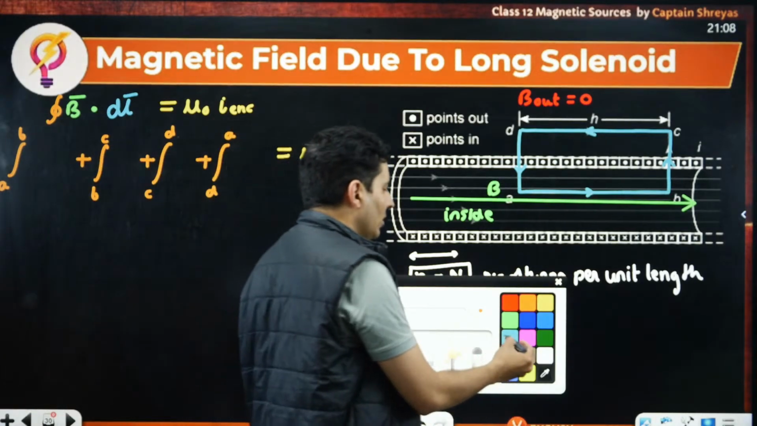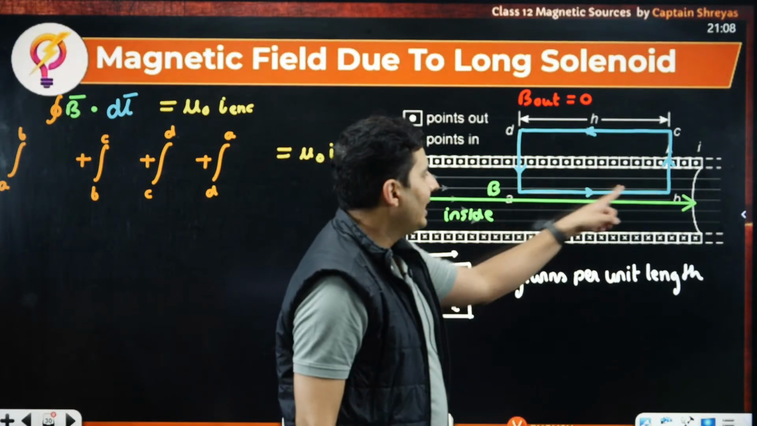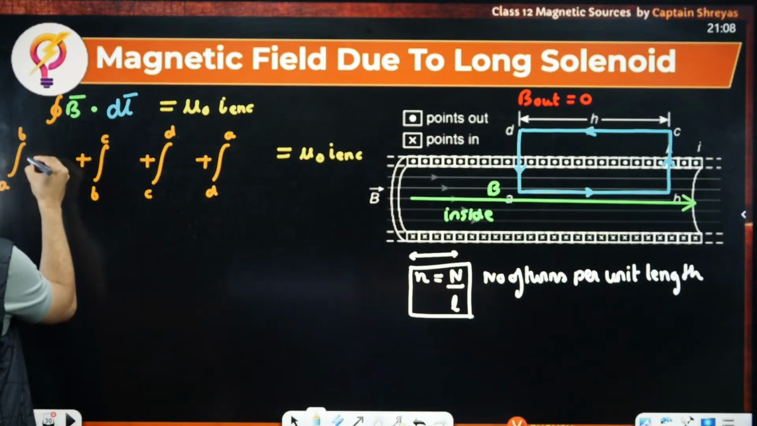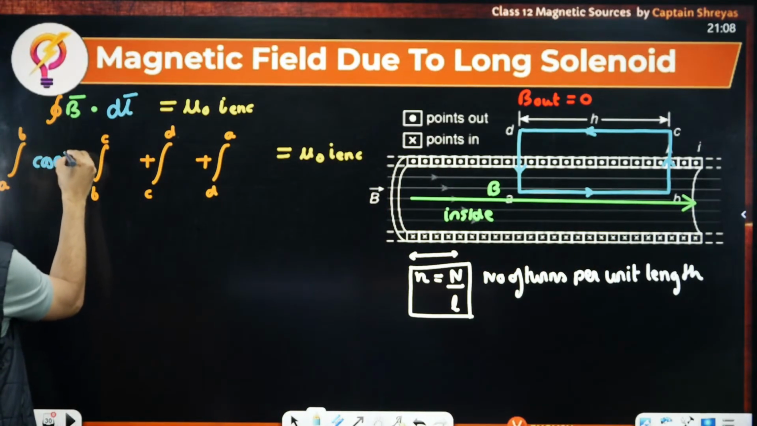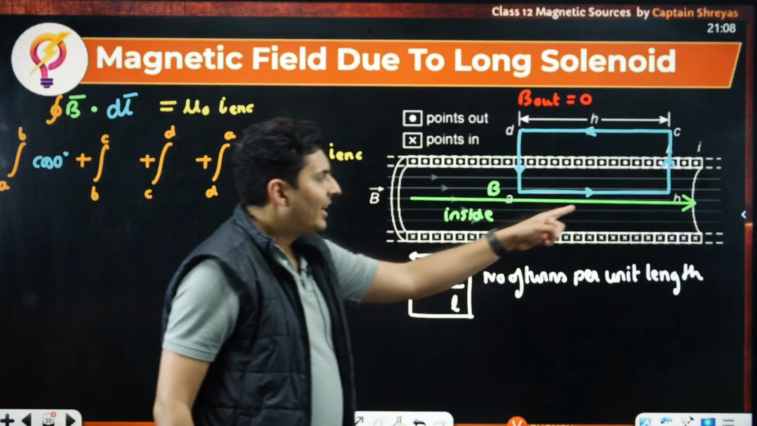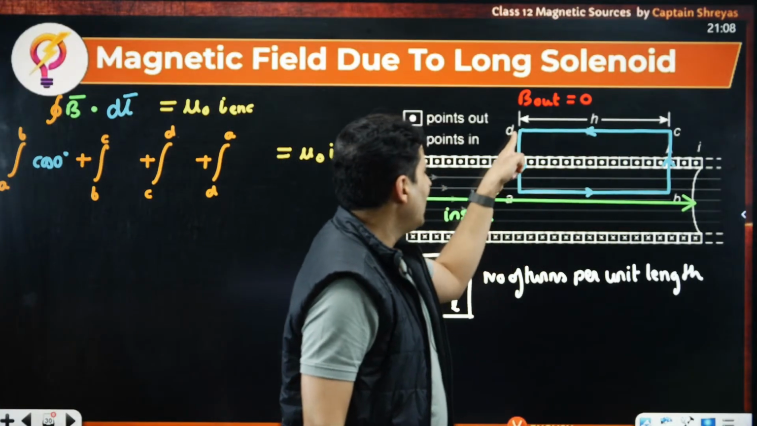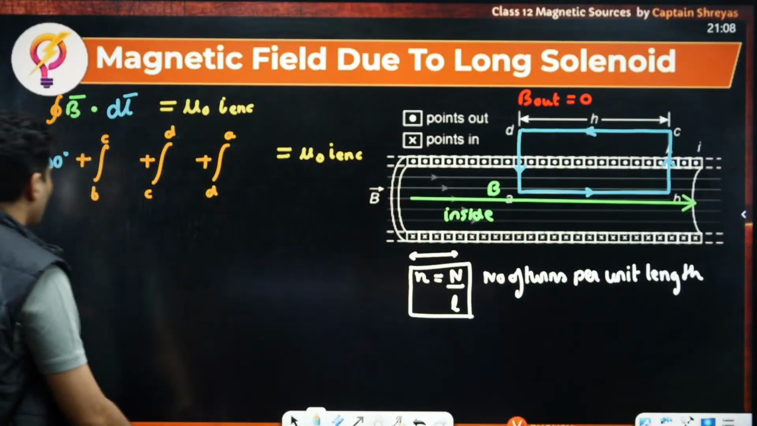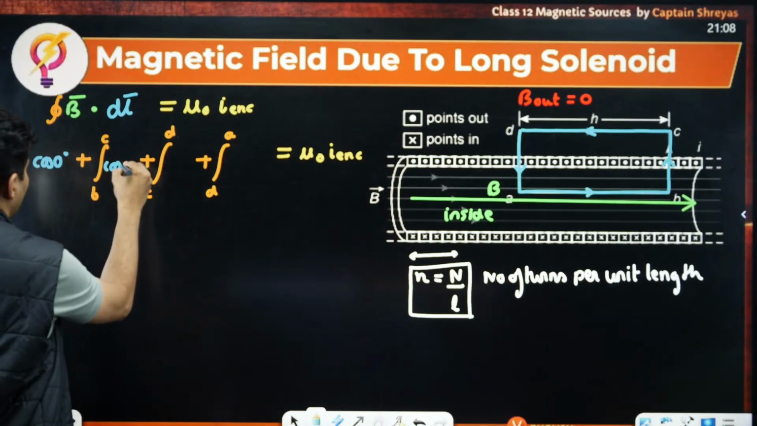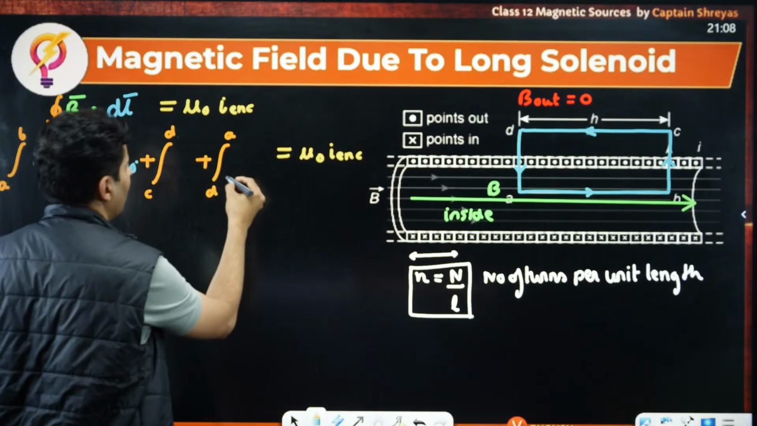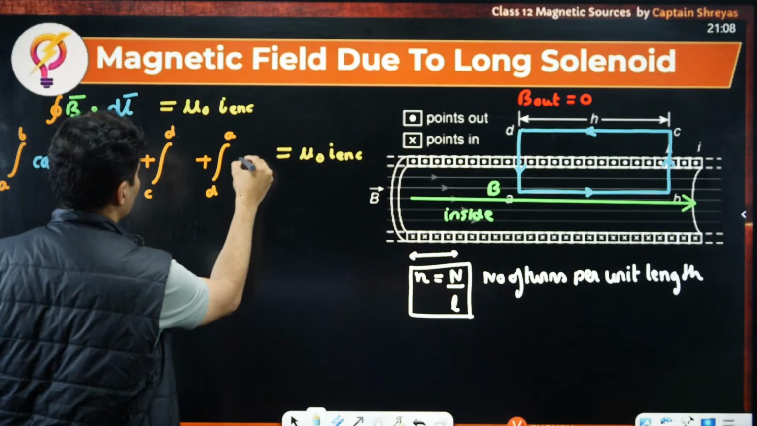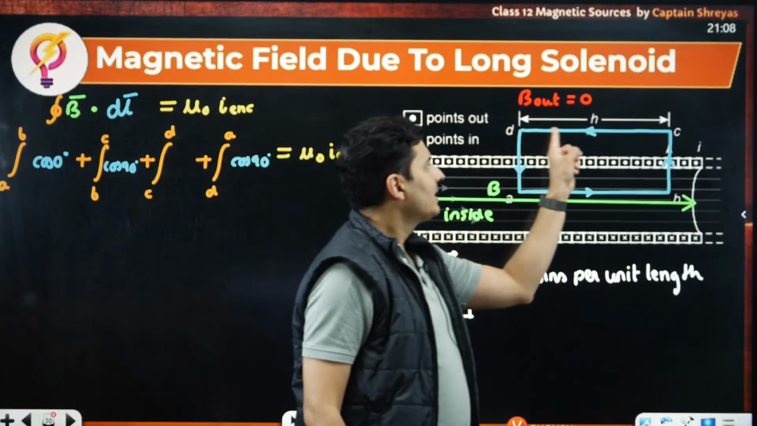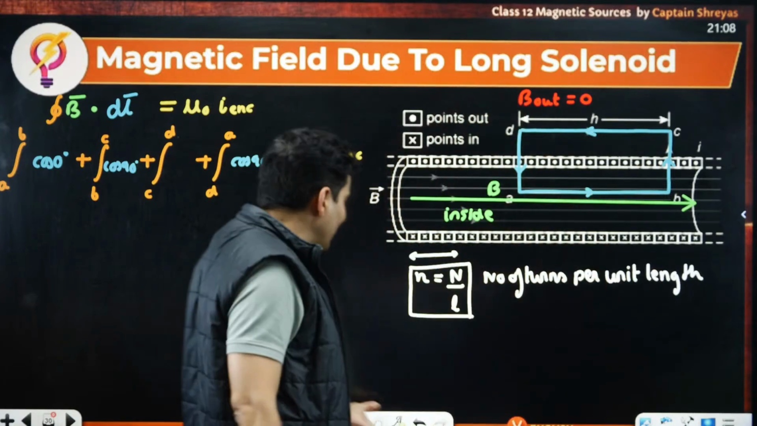Notice what will happen in all these places. From A to B, length and B are in the same direction, so there will be a cos 0 term here. Whereas from B to C and D to A, length and magnetic field are perpendicular. So from B to C you will have cos 90, and from D to A also you will have a cos 90 term. Whereas outside there is no magnetic field.